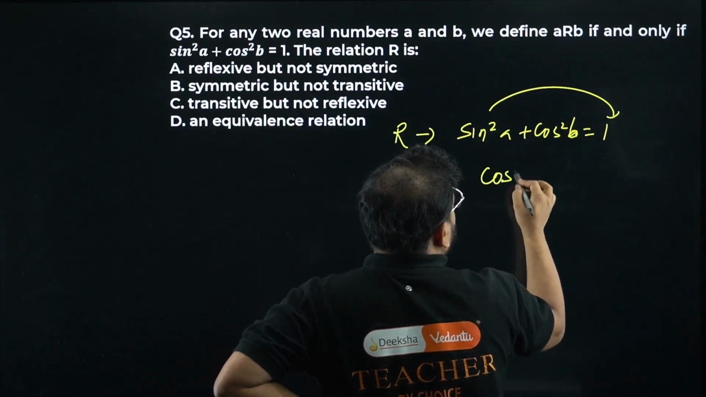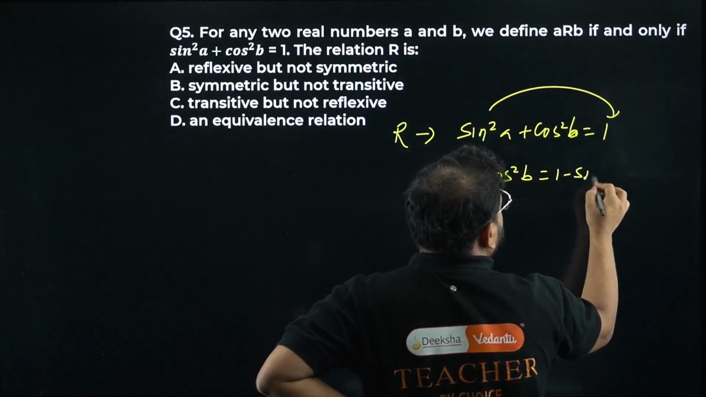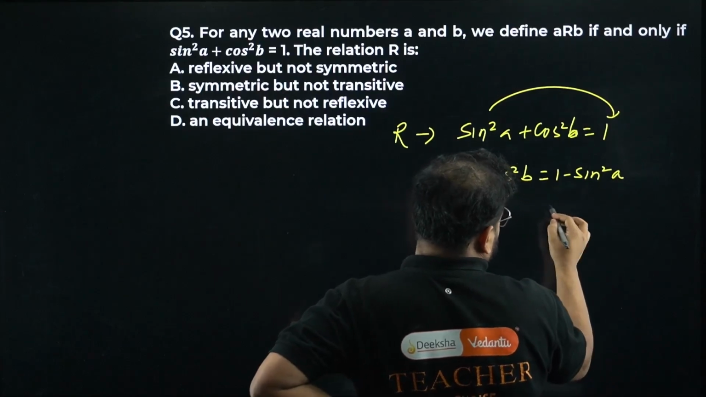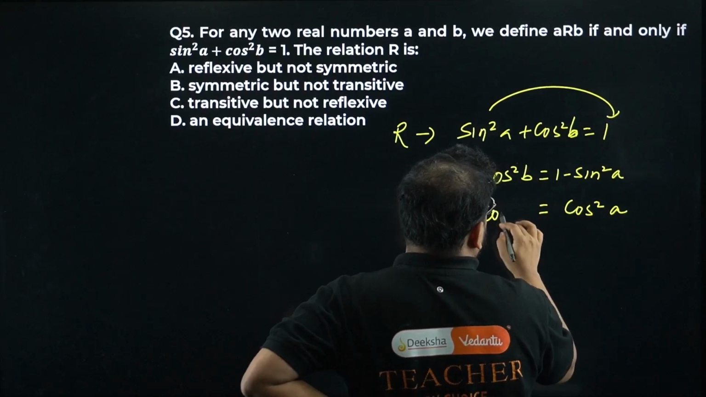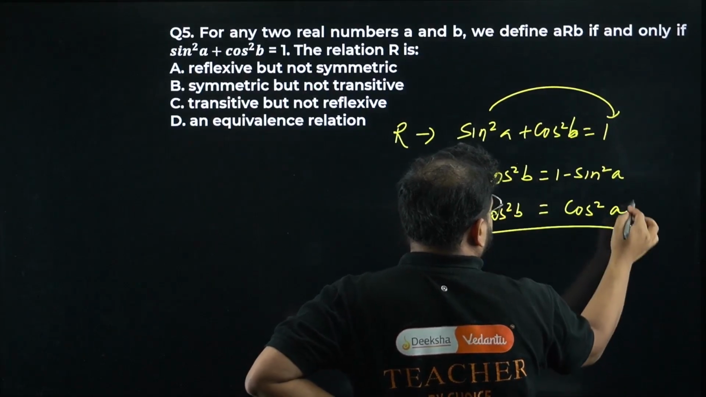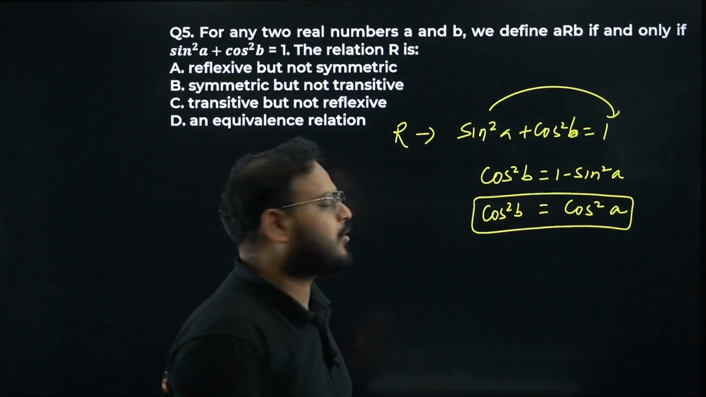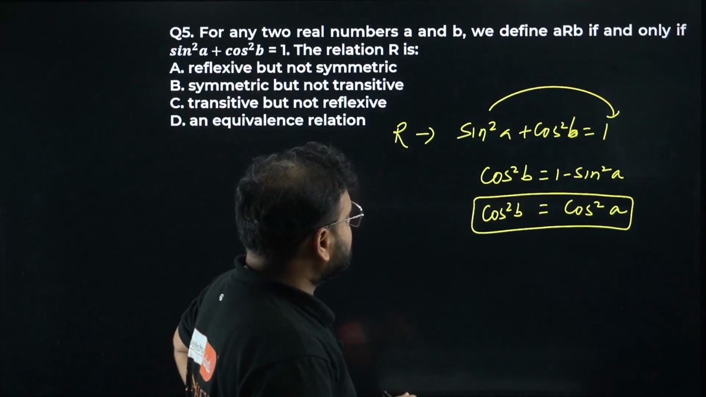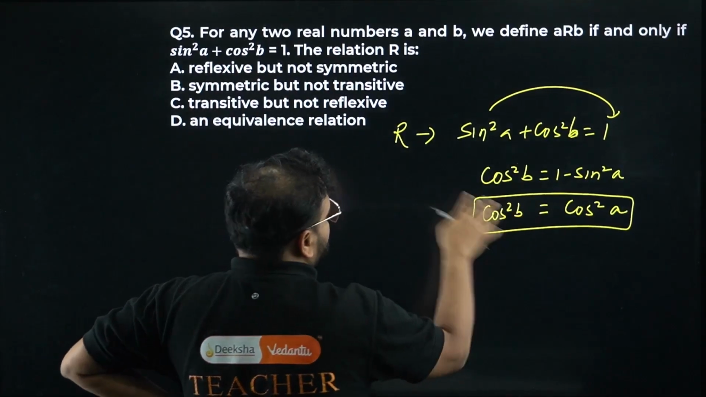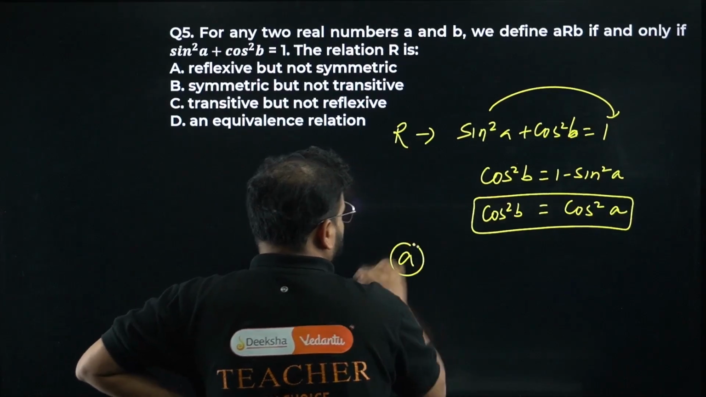I'll have cos square B equals 1 minus sin square A, which gives me cos square A. So it is cos square B and cos square A. Now, this is okay, I guess. Now do one thing. Let's apply one by one all the three we have over here.